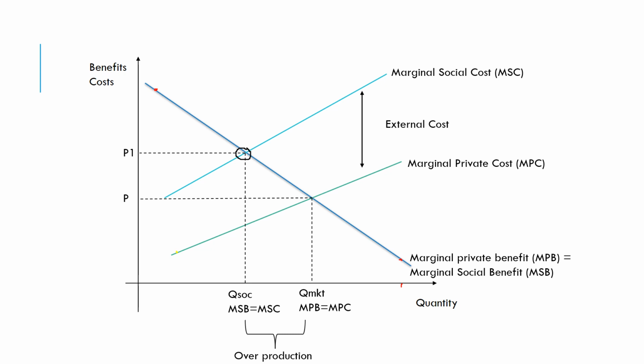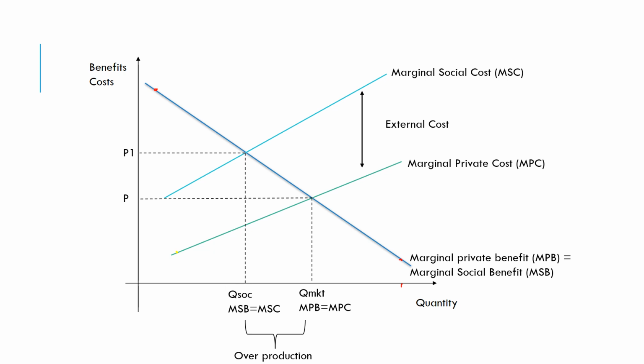So this illustrates quite nicely why the existence of external costs leads to an overproduction. The market will produce too many. The market will chop down this many trees, and from society's perspective, once we take into account all the external costs, we would only want this QSOC quantity of trees chopped down.